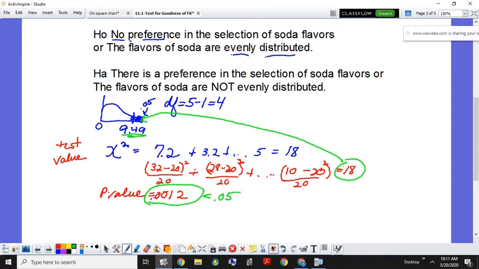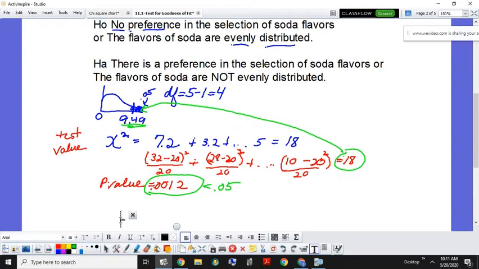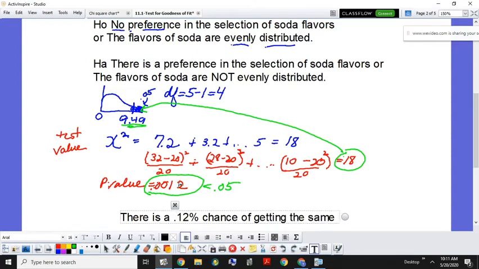All right, so we're going to write 2 sentences here. All right, p-value sentence. This is the same p-value sentence for the whole chapter. There is a 0.12% chance. I changed the p-value to a percent chance of getting the same observed counts, because that's my sample now, or more extreme.